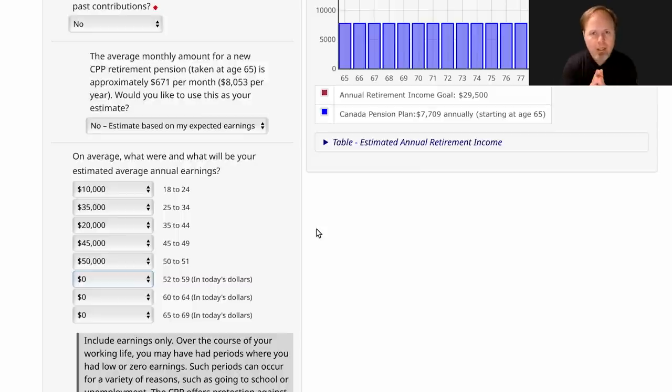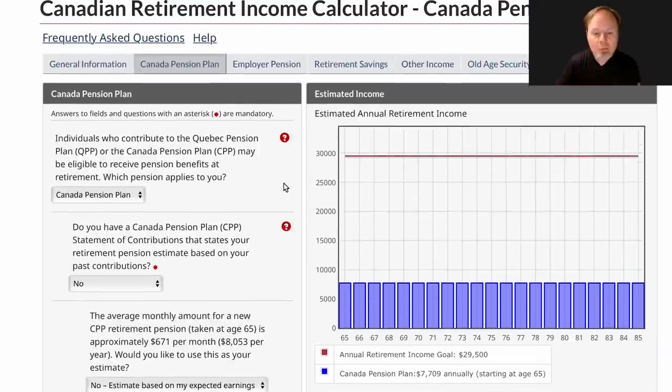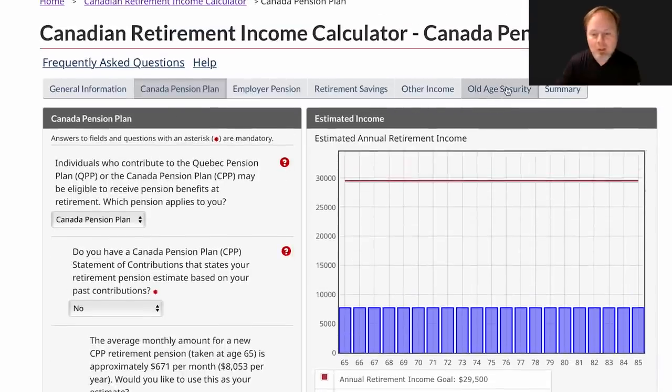So go to Service Canada, get your statement of contributions, but also come to this government website and play around with it, especially if you're considering retiring well before, or stopping CPP contributions well before 65, or if you have a corporation and you're planning on taking more dividends than salary, you can see how that's going to affect CPP as well. And then you might want to play around with these other tabs here as well. There's some interesting information on this site.